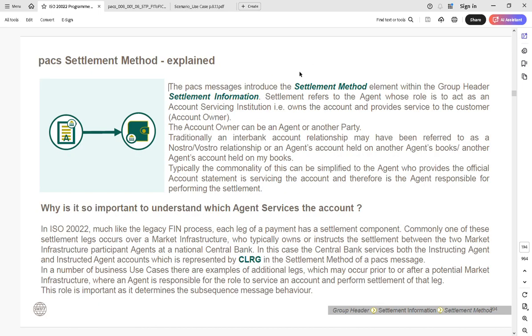The PACS messages introduce the settlement method element within the group header. We just now saw it is called settlement information. Settlement refers to the agent whose role is to act as account servicing institution, the account owner. The account owner can be an agent or a party. If it is important, I will let you know. Otherwise, other things, additionally interbank settlement, are not required.